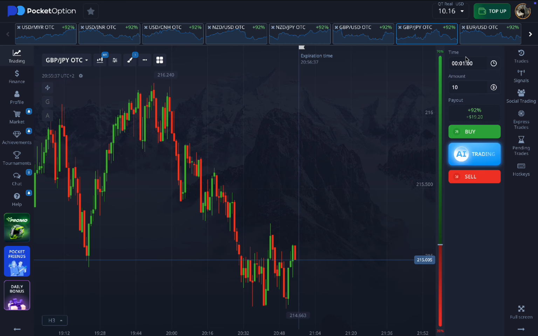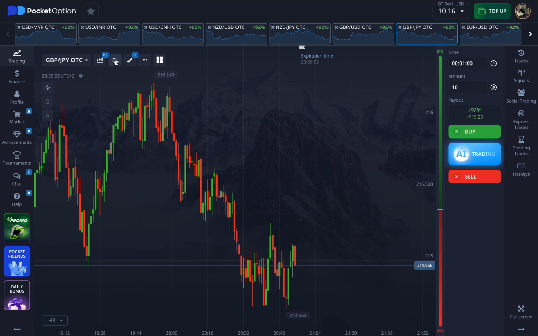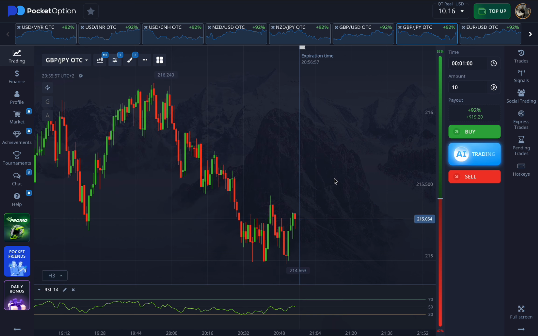In order to trade using this strategy, we need to set the duration of each trade. 1 minute. For each trade, I will be using my entire deposit. You should absolutely never do this. We also need to switch to the 1 minute time frame, and we need to add the RSI indicator. Here I have it added already. Click on it and the RSI indicator will appear at the bottom.